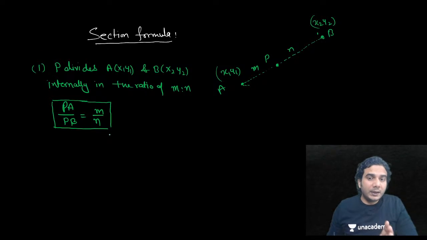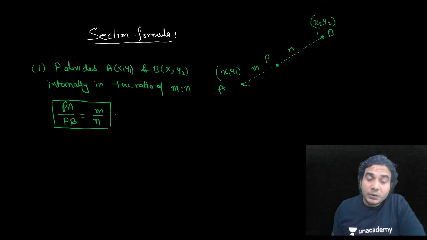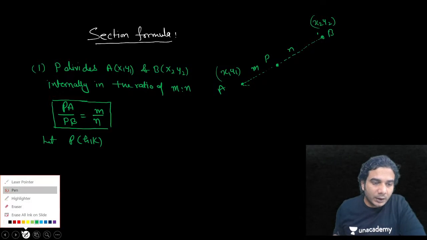So P is dividing A and B in the ratio of m:n, means distance of P from A upon distance of P from B is m:n. All right. Now using this, we can find the coordinates of P. So let coordinates of P be h comma k. All right. Now how to do it?